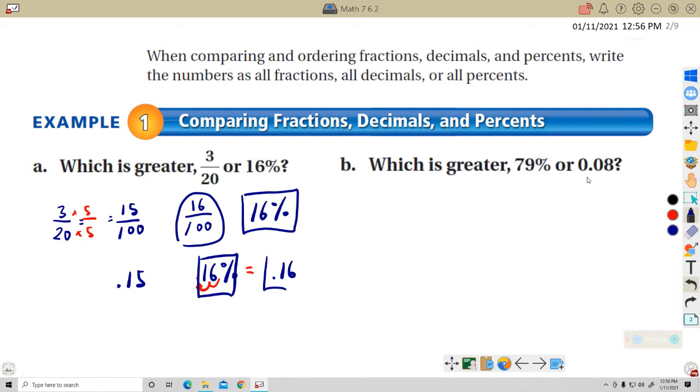Example 1b, which is greater, 79% or 0.08. When you get to where I am, you're going to see this is not even close. But let's take a look here. Let's put everything in decimal form, right? This one's easy because that one's already in decimal form, and we know how to convert 79% into decimal form. We're going to divide by 100, so I'm going to move my decimal 2 spaces to the left. So this is 0.79. Yeah, see, these aren't even close. This one is way bigger than this one.